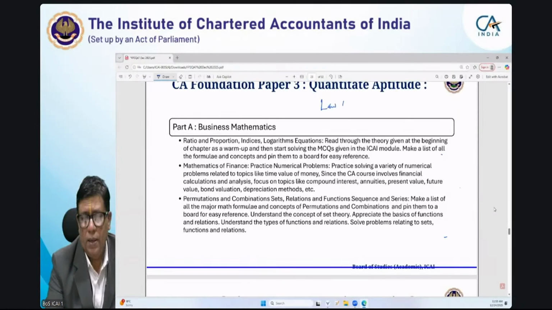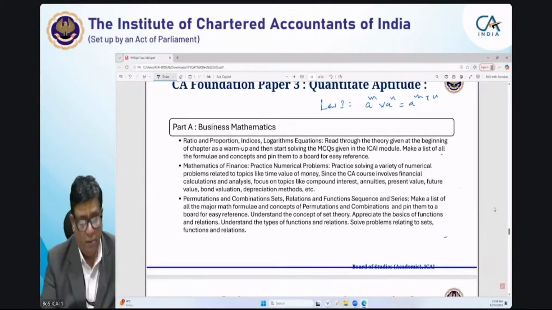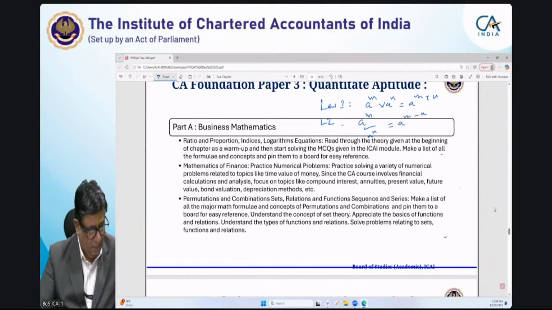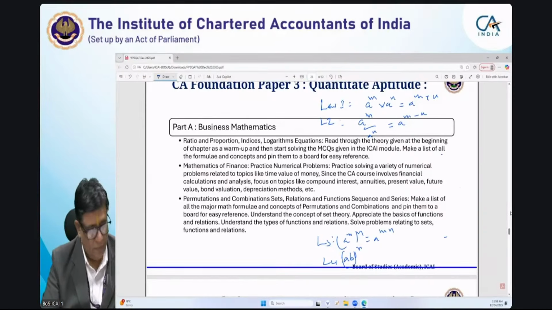Law 1 is a to the power m into a to the power n equals a to the power m plus n. Law 2 is a to the power m divided by a to the power n equals a to the power m minus n. Law 3 is a to the power m, whole to the power n, equals a to the power mn. Law 4 is ab whole to the power n equals a to the power n into b to the power n.